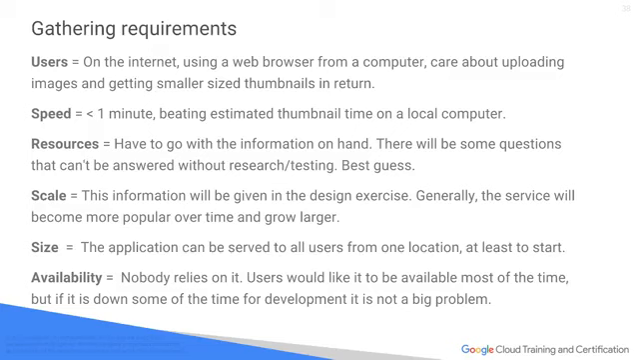So first of all, it's a brand new service, so we don't really know how popular it'll be. Our users are going to be on the internet. They're going to use a web browser from a computer. Basically, they're going to upload images, and it's going to generate thumbnails. Now, assume we don't have PCs fast enough, okay? Just work with me on this. The speed, we don't really care, as long as it's under a minute. This beats the estimated thumbnail creation time on a computer.